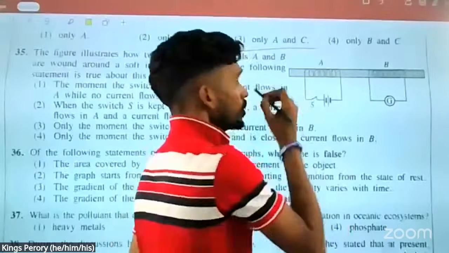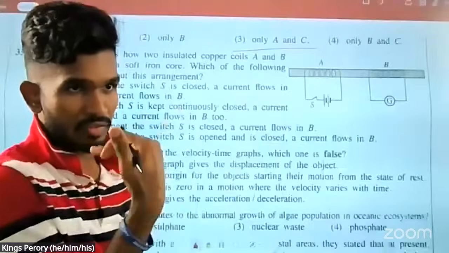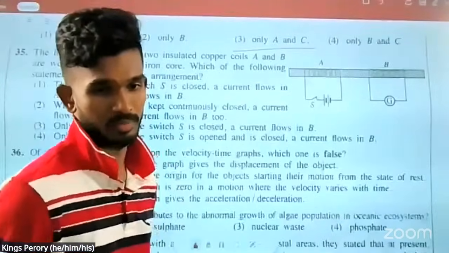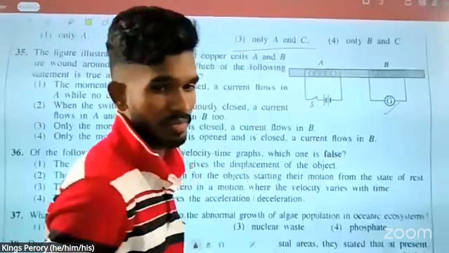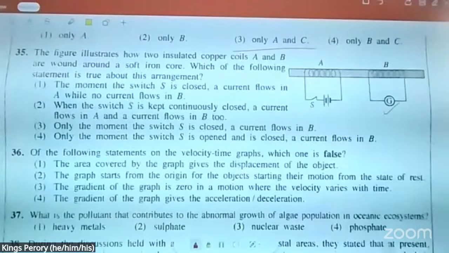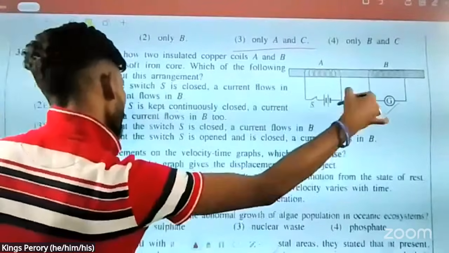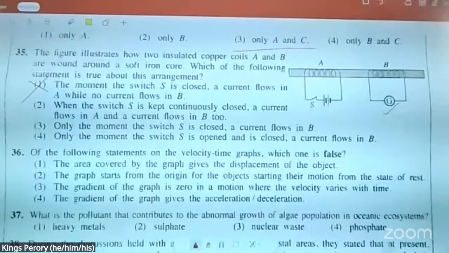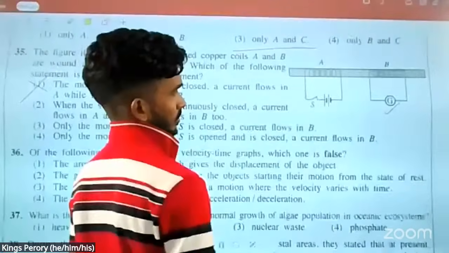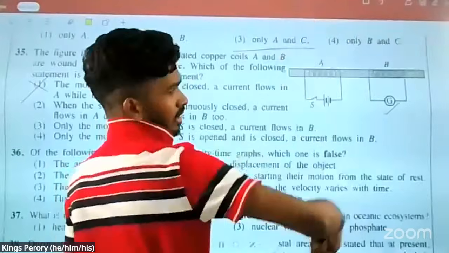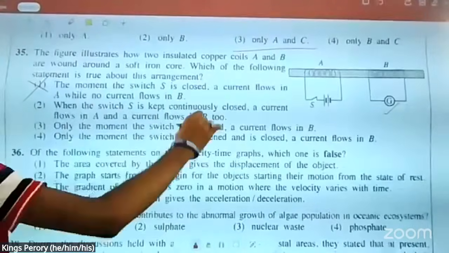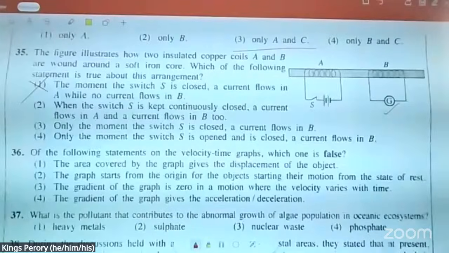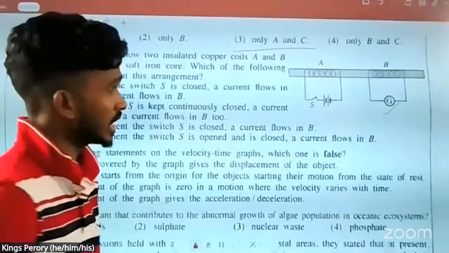The moment you close it, think about that certain moment. Before, no current; now you close it, now you have current. The moment you close it, there will be a variable current, there will be a deflection. The first statement says that when the switch is closed, current flows in A while no current flows in B. That is wrong. The moment you close it, you are creating a variation in the current. Before there was no current, now there is current. There is a variation, so a current will flow in B. They are telling no current in B. That is wrong.